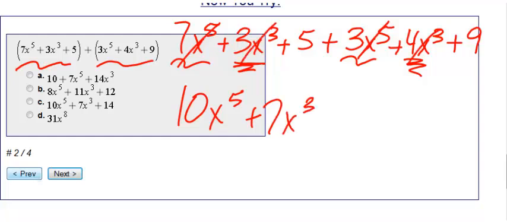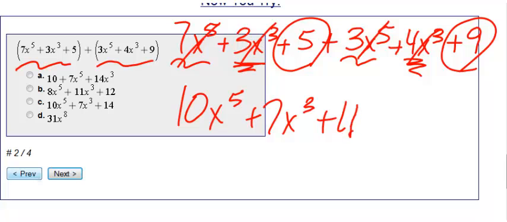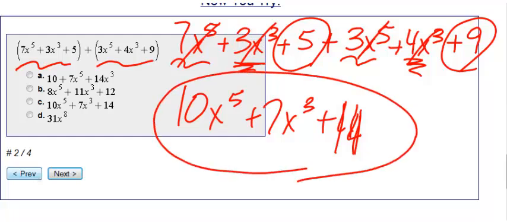Done with those. And lastly, I have a positive 5 and a positive 9. Positive 5 and a positive 9 is a positive 14 as my answer. So I get 10x to the fifth plus 7x to the third plus 14. So we get the choice C.